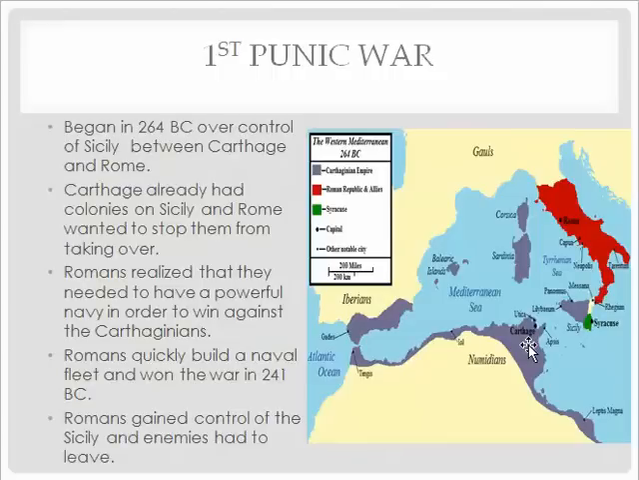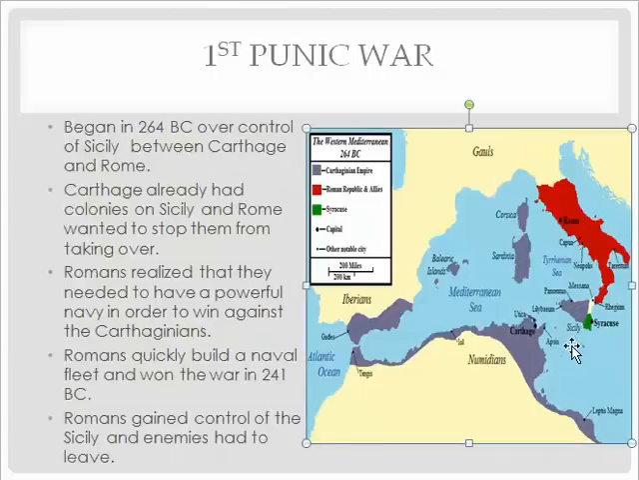So the first Punic War. Here's a picture if you want to follow it. You can see all that Carthage had conquered, including most of Sicily. They had colonies all over. So it began in 264 BC over control of Sicily between Carthage and Rome. Carthage already had colonies on Sicily, and Rome wanted to stop them from taking it over. Rome didn't want them to take it all over.